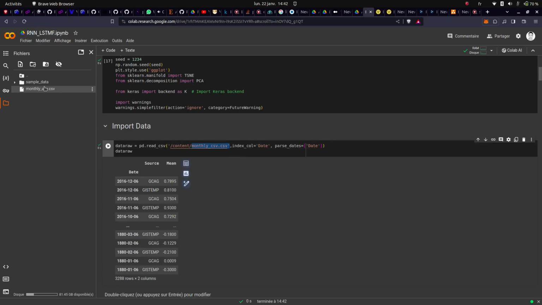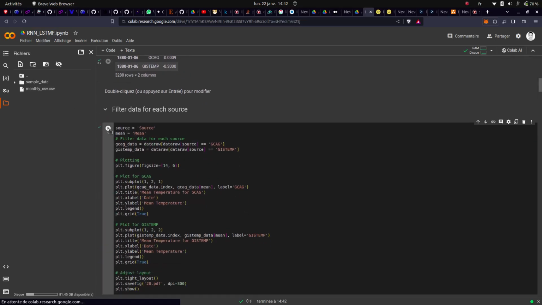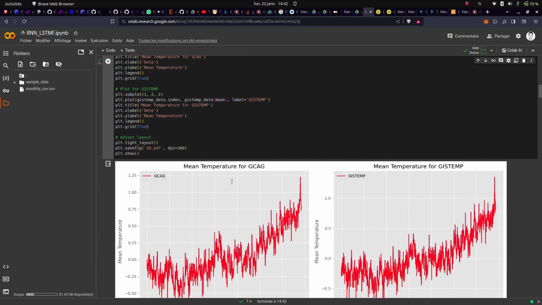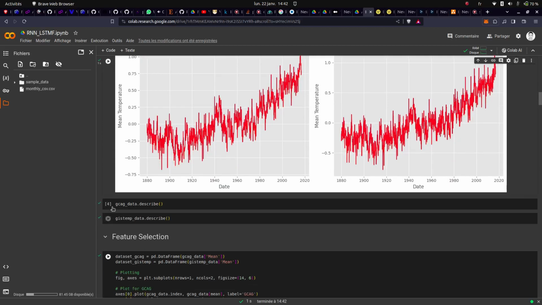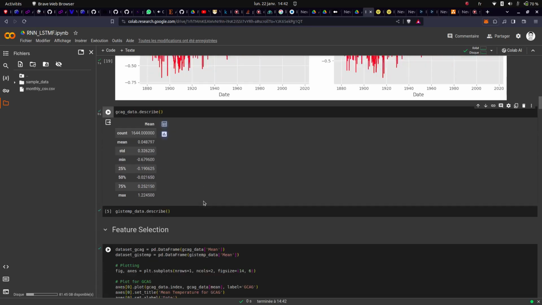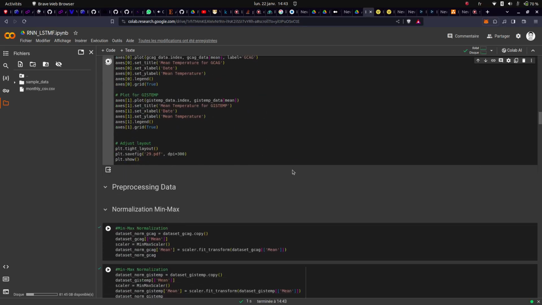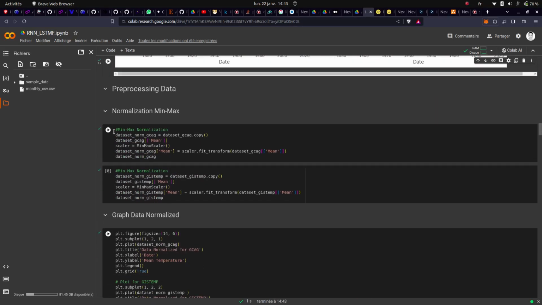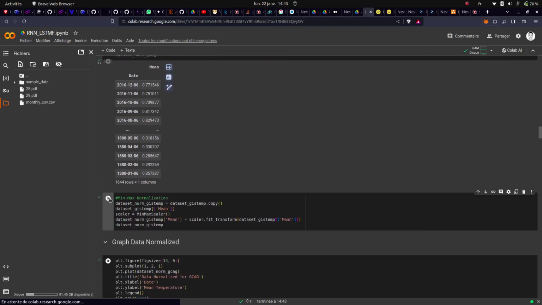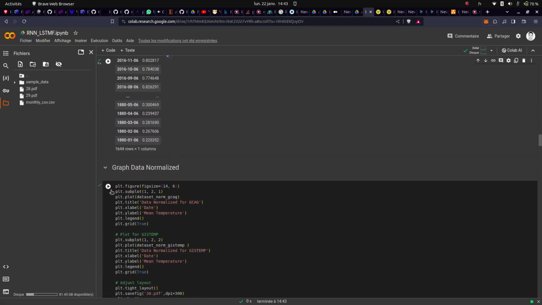Our journey begins with Step 1: Data Loading and Statistics. We load the temperature data and calculate key statistics such as mean, maximum, and standard deviation. Moving on to Step 2: Data Normalization and Pre-processing. We ensure our data is ready for training by normalizing it using min-max scaling.